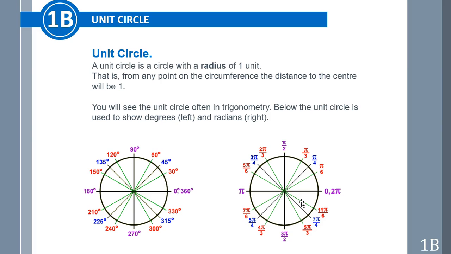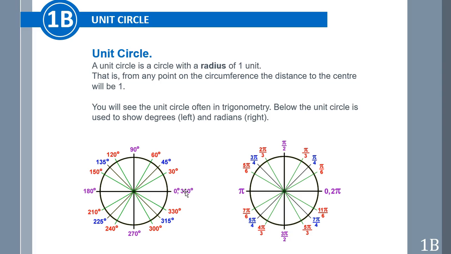So a unit circle is just a circle. The defining factor is that it has a radius of 1 unit. So any circle where the distance from the middle to the outside is 1 is a unit circle. And the reason that we have this unit circle is so we can define a lot of the trigonometric properties that we use, and also so we can explain a lot of concepts. So it's just a circle with a 1 for a radius.